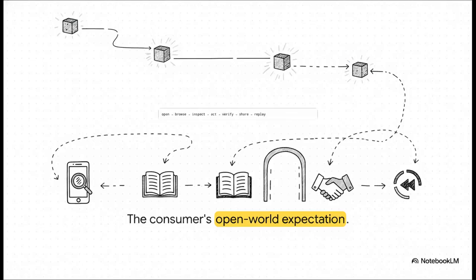So why go through all the trouble of this strict framing? Well, because of what consumers actually expect today. People expect their data to seamlessly move from opening and browsing all the way to verifying, sharing, and replaying without getting trapped in some weird ecosystem. Users don't want to learn the ins and outs of a complex protocol. They just want to interact with objects that perfectly retain their context no matter where they go.